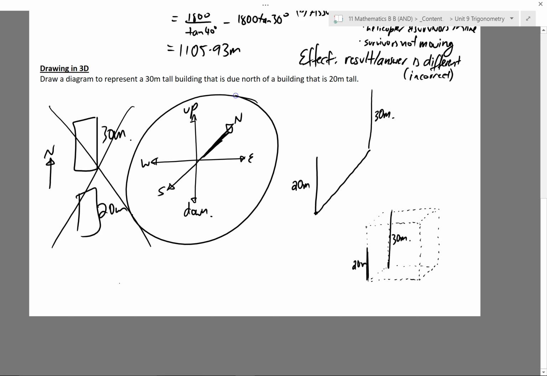Just note that on this compass rose, between up and north is a right angle, between north and east is a right angle, that's a right angle, right angle, right angle. They're all right angles, even though they don't really look like they're right angles.